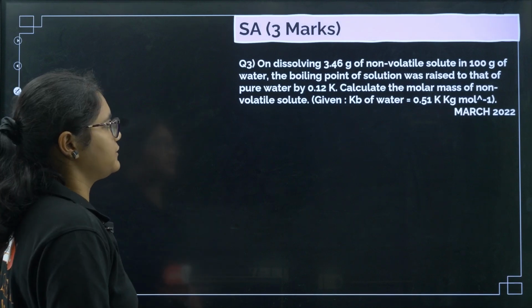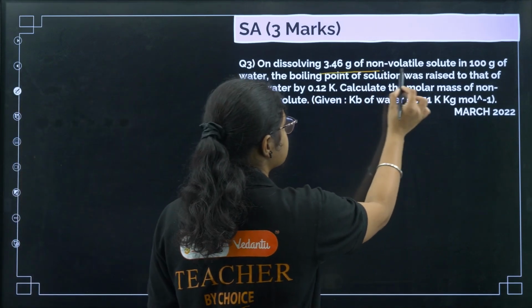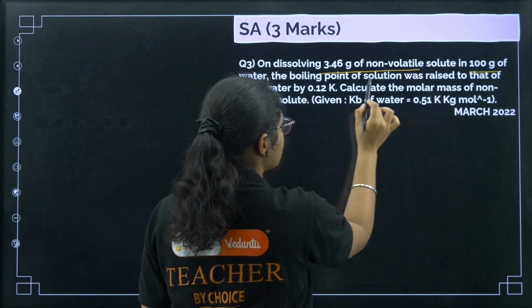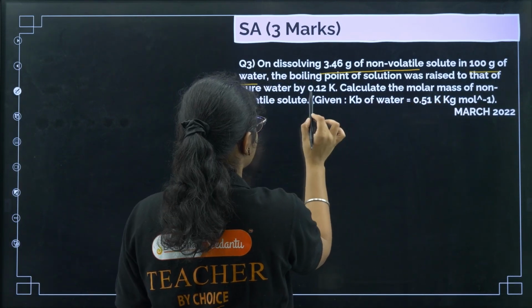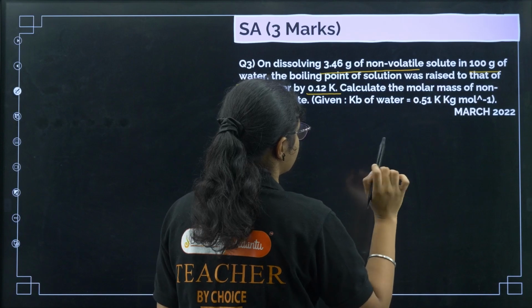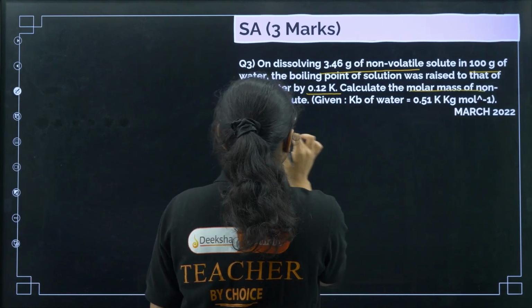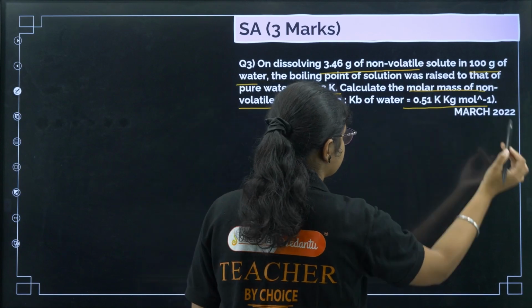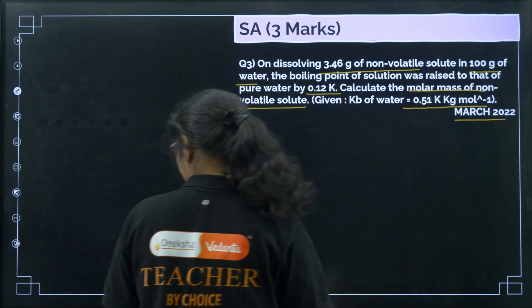Okay, question number 3. On dissolving 3.46 gram of non-volatile solute in 100 gram of water, the boiling point of solution was raised to that of pure water by 0.12 Kelvin. Calculate the molar mass of the non-volatile solute. Again it is molar mass given. Okay, Kb of water is given to you. Question was asked in March 2022.